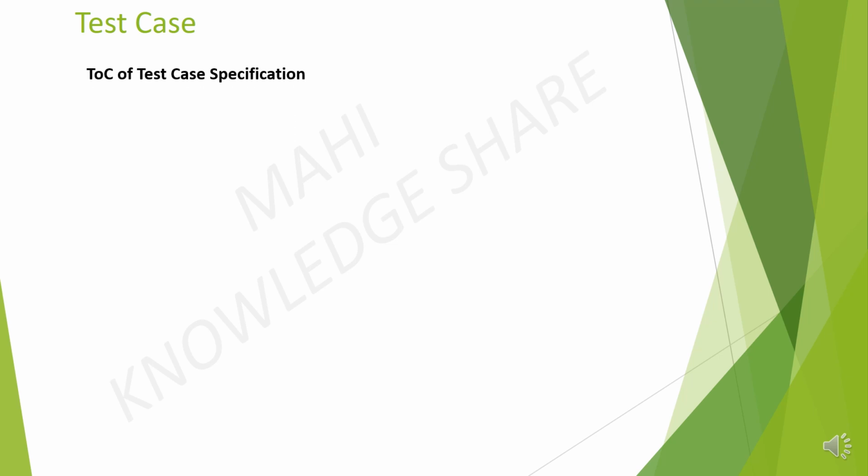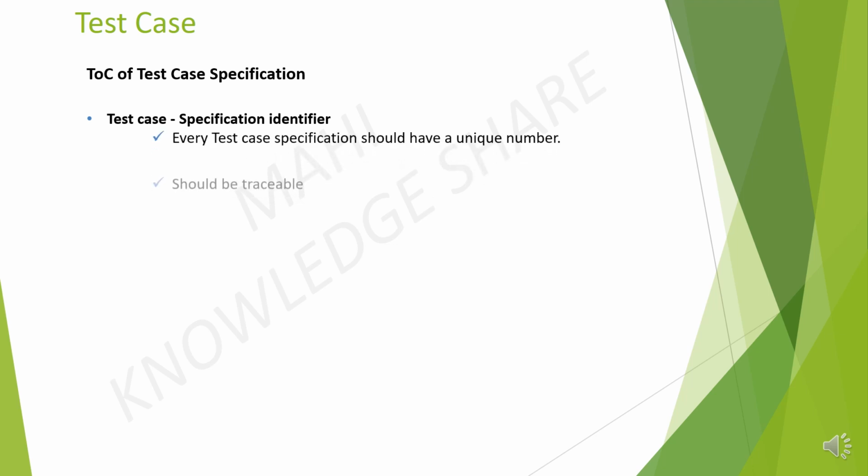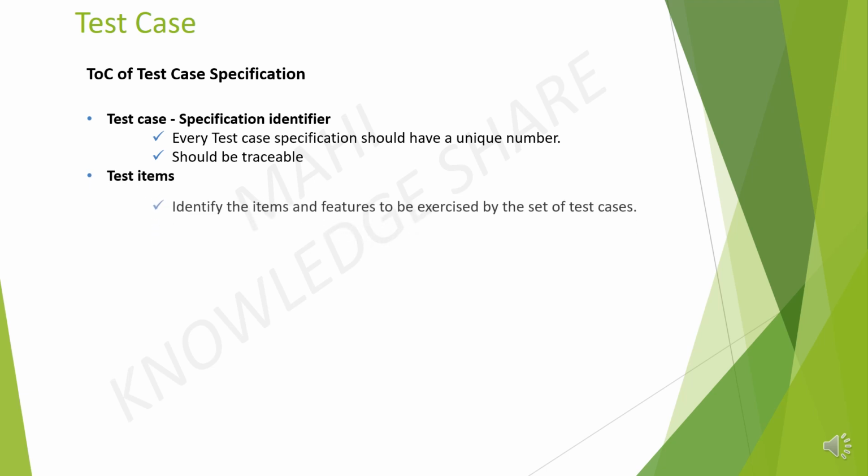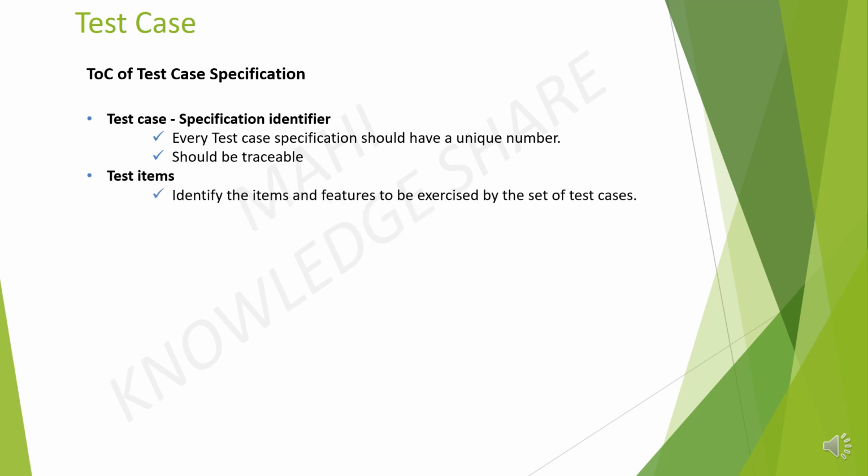List the table of contents of a test case specification document. First, test case specification identifier. It should be unique and traceable. Then, test items. We need to identify the items and features to be exercised by the set of test cases, and it could be explicit or via the identification given in the corresponding test plan.